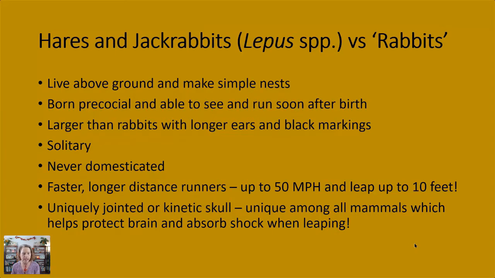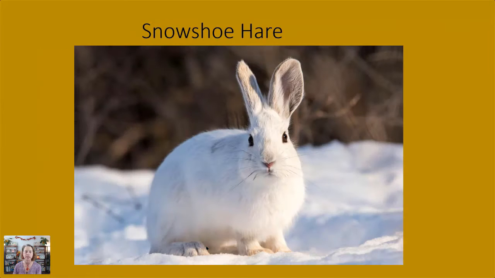And they have this really unique jointed skull. I couldn't find a picture of it for you, but their skull helps to protect their brain and absorb shock when leaping, since they leap a lot more than rabbits do. So rabbits can kind of hop, but hares can leap much farther. Now, one you might be familiar with is the snowshoe hare. That's the most widespread hare, from the tundra to the northern United States. Their population really fluctuates with the bobcat or lynx in these 10-year cycles that have been famously studied by biologists for years.